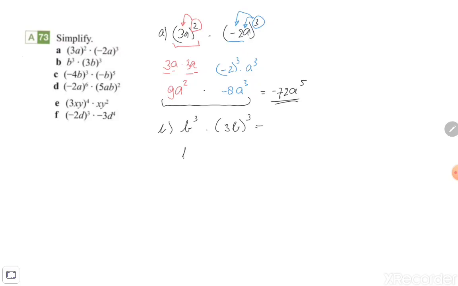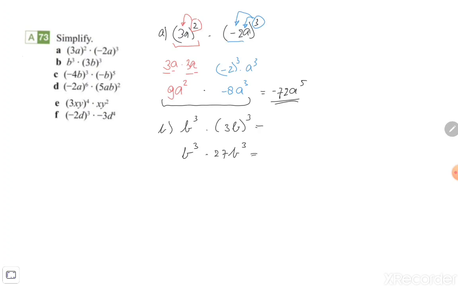Now we will leave the b to the power of 3 because first we're going to use the power of a product, and that's 3b to the power of 3. Now, what is 3 to the power of 3? That's 3 times 3 times 3, so that's 27. And then b to the power of 3 is just b to the power of 3.